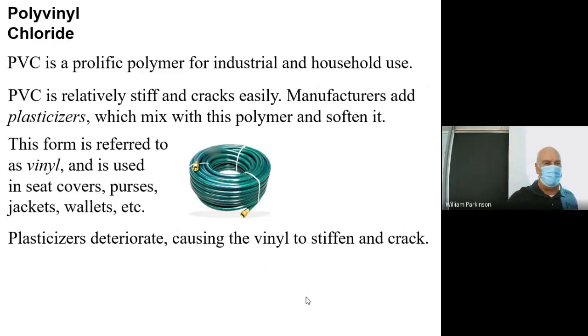Those of you that are into your cars might know that you can make your dashboards and certain components of the plastic in your car look new. You can make them just seem more pliable and soft by putting Armor All on them.